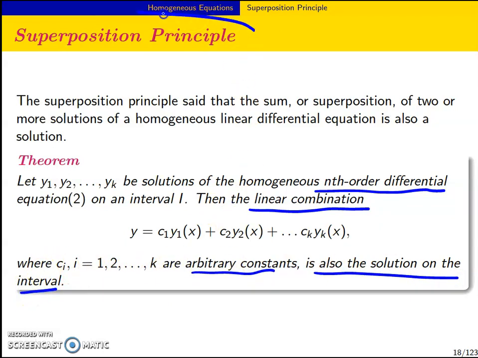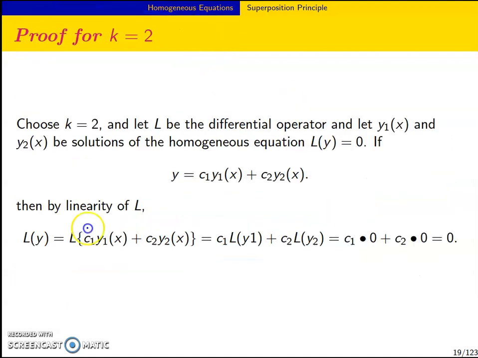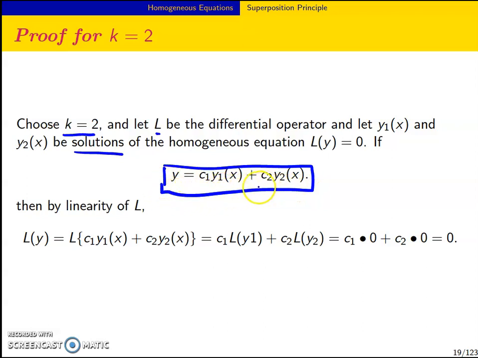So what does the superposition principle mean? It means that if you can write the solution in this form, we have to write it in terms of a linear combination. Let's say for k equals 2, we have the differential operator L, and y1(x) and y2(x) are the solutions. So we have the linear combination of y1, y2 with c1 and c2.